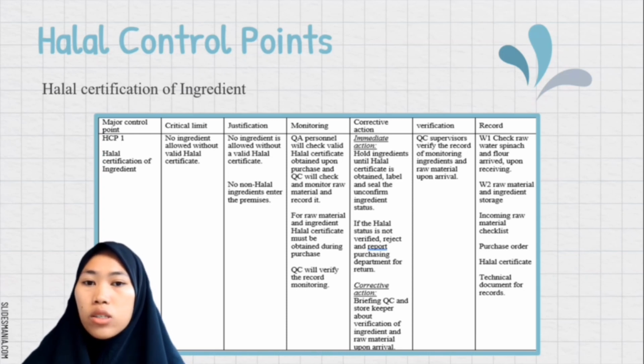So the QC and the storekeeper will be briefed about the verification of ingredient and the raw material upon arrival for the corrective action.